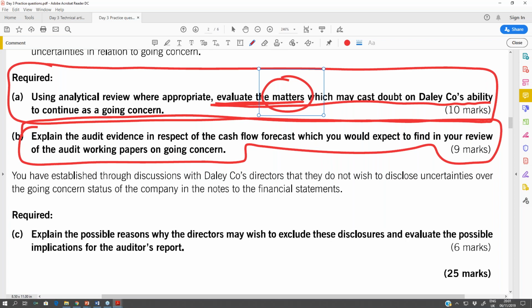Explain the audit evidence in respect of the cash flow forecast, which you would expect to find in the review of the file. So, audit evidence in respect of the cash flow forecast. Will you be reading the articles on evidence? Will you be reading the article on completing the audit? And will both these articles help you to write an answer for 9 marks, and my previous webinar?